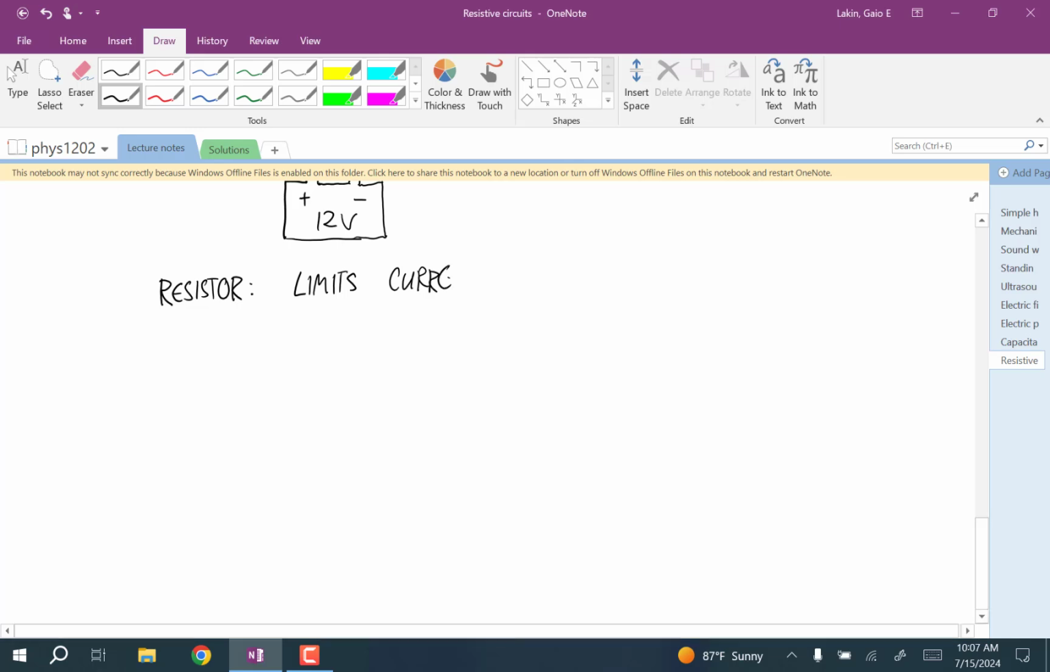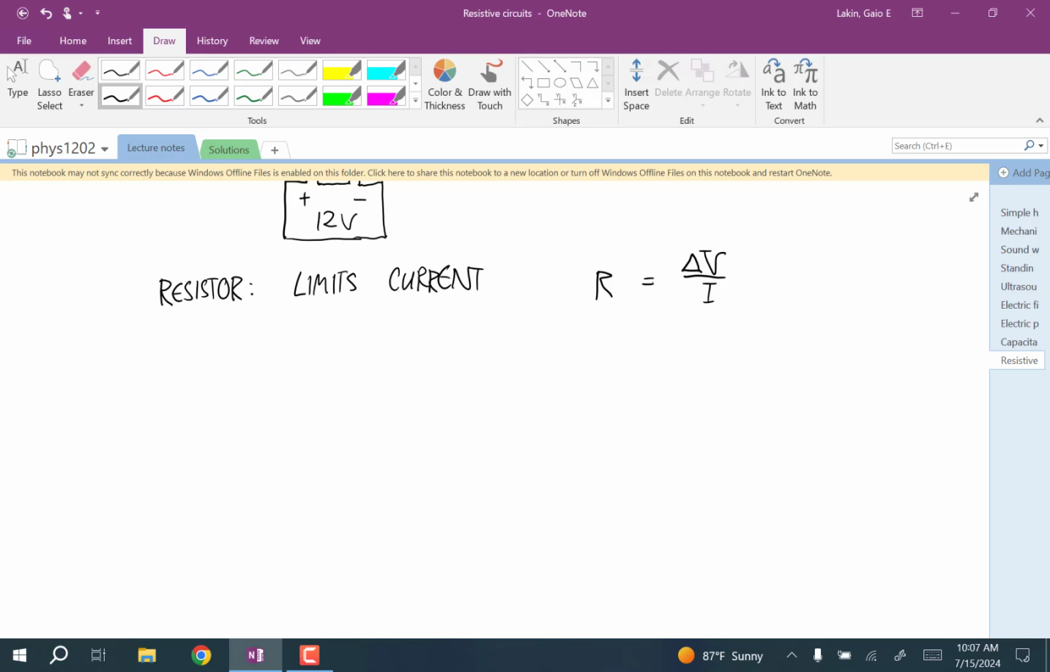So every resistor you put in limits the current flow through that wire. And the resistance is equal to the difference in electric potential, the voltage, divided by the current.